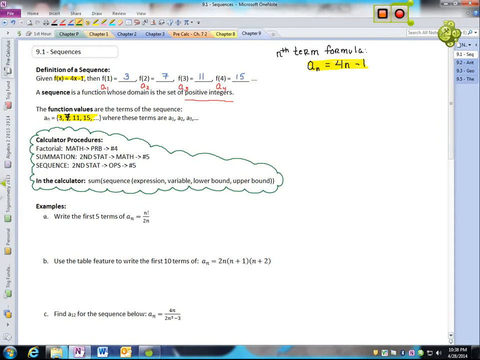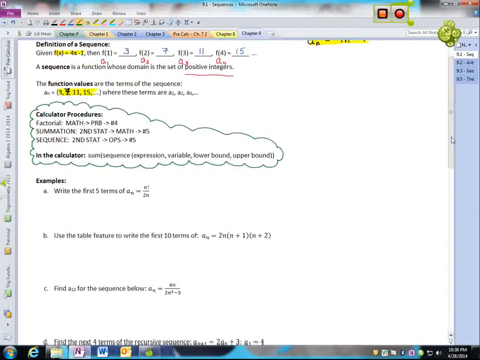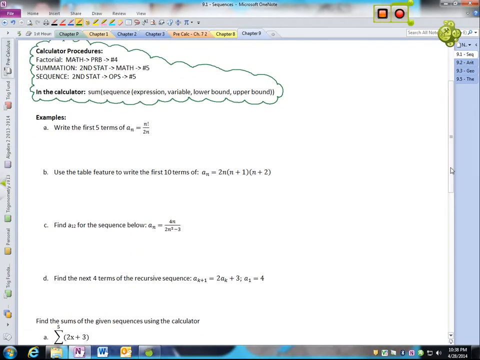For my first example, example A, I'm going to try to find the first 5 terms of a sub n equals n factorial over 2n. Again, that's the same thing like a function. A sub n is the nth term formula, which just means I'm going to plug in the value of 1 or 2 or 3 for n. If I do this by hand, I find the first term, a sub 1, by plugging in 1 for n. So I would have 1 factorial, that's that exclamation point, divided by 2 times n, which in this case is 1. 1 factorial is just 1, over 2 times 1, which is 2. So my first term, a sub 1, in this sequence is 1/2.